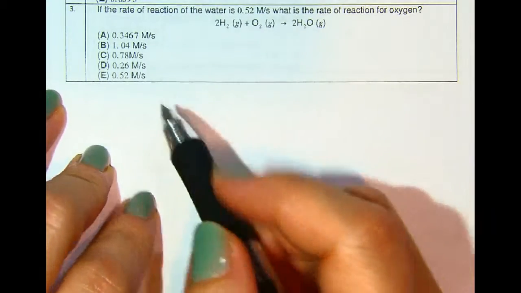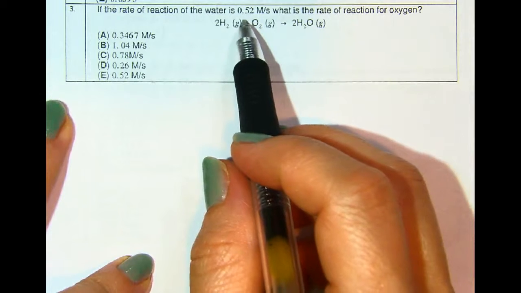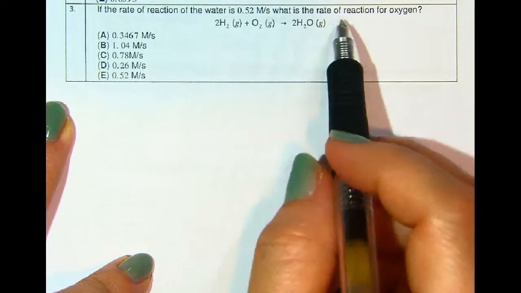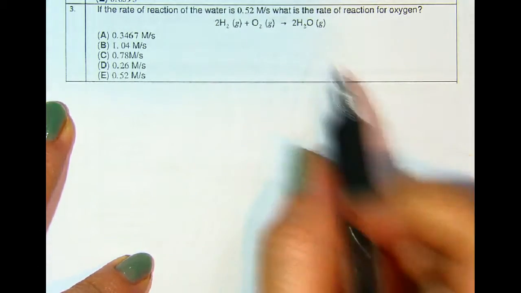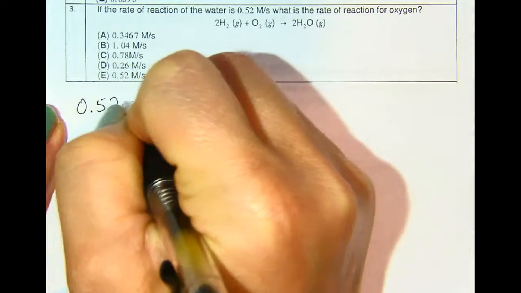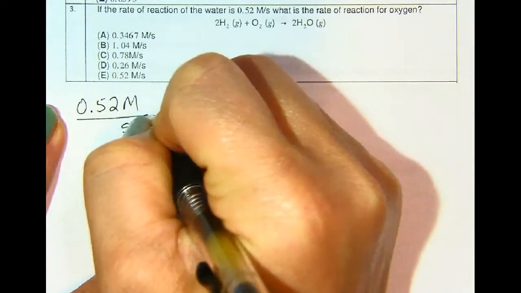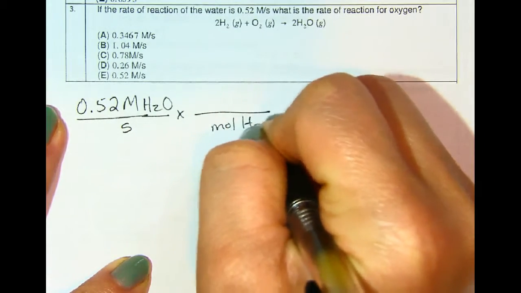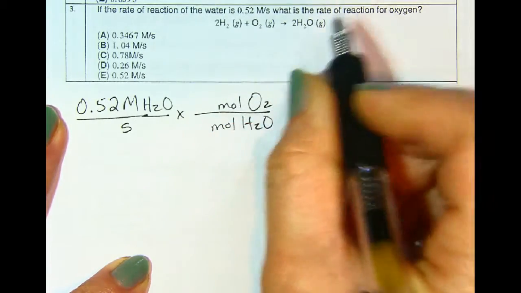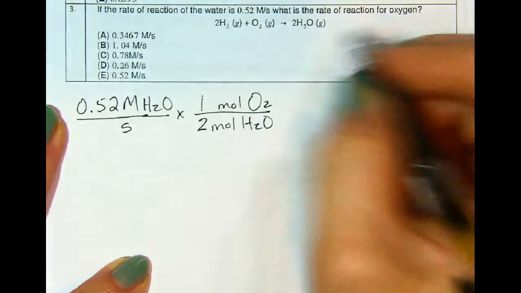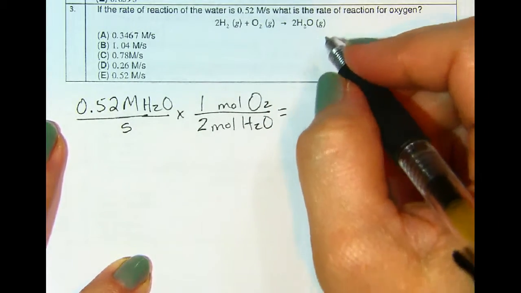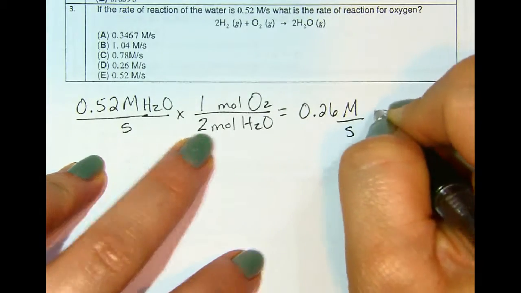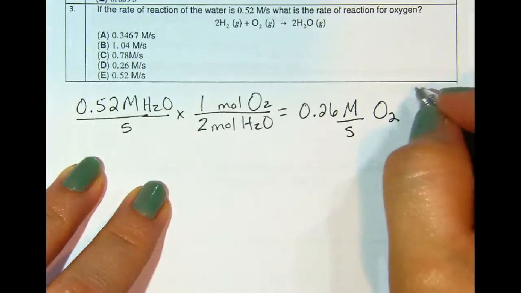Okay, still under average rate of reaction, and let's look at number 3. We're given 0.52 molarities per second of water, and we're asked what is the rate of reaction for oxygen, given this balanced equation. So 0.52 molarity per second of water times, draw a line, bring down moles of water, and we'll go to moles of oxygen. It is a 2-to-1 ratio. And so when we do this math, we get 0.26, and you're going to have molarity per second of oxygen, which is letter D.